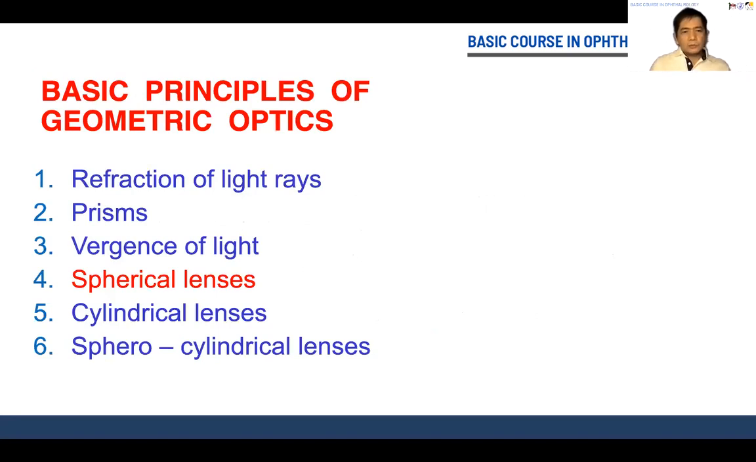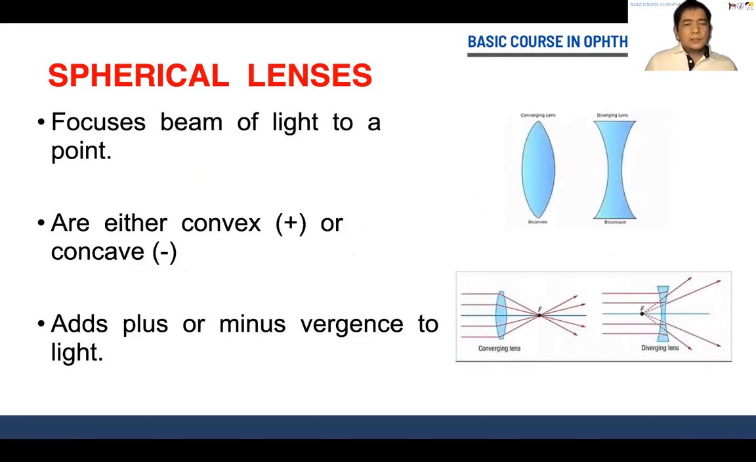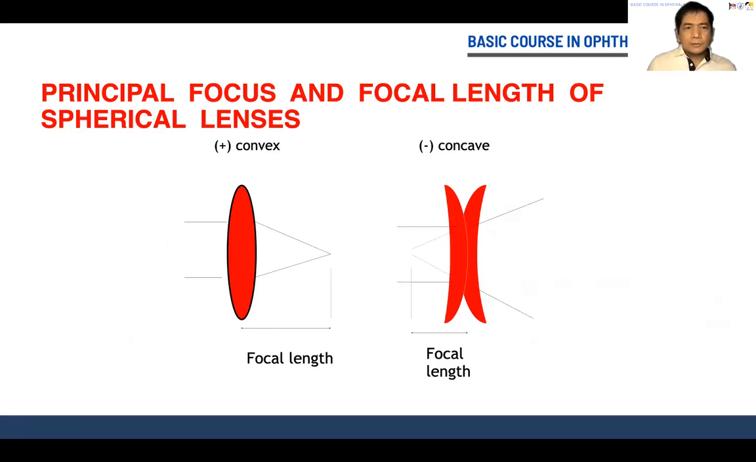Okay, so let's talk about spherical lenses. Spherical lenses focus a beam of light to a point. It could either be a convex or a concave lens. It adds plus or minus vergence to light. So let's talk about principal focus and focal length of spherical lenses.